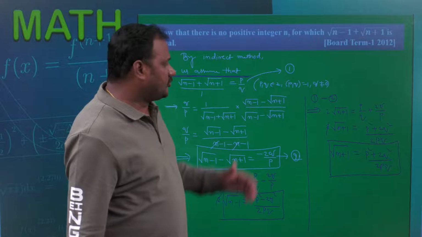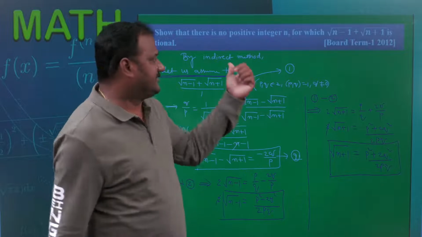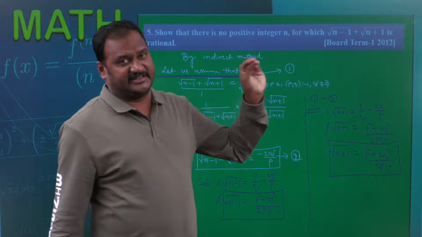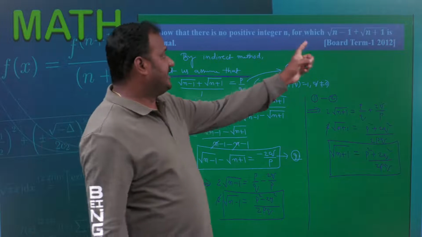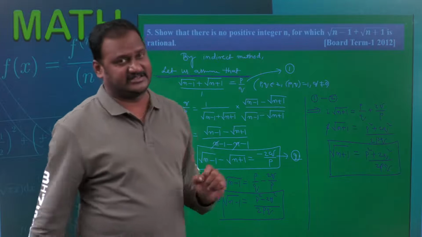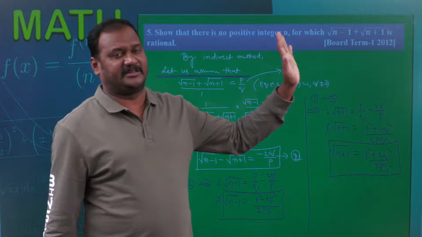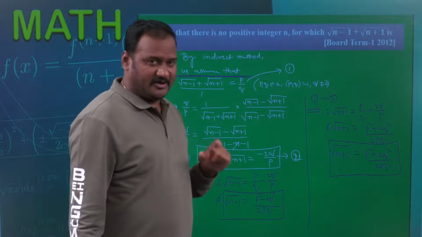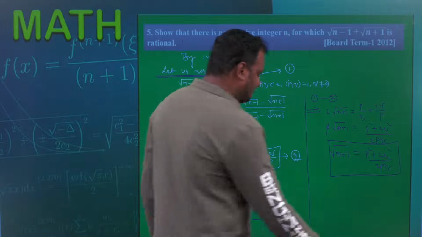So in these two ways, you can prove that there is no such positive integer n given that this number is a rational number. So that number is always an irrational number. That is what you ultimately proved. Hope you understand. Let's move on to the next problem.